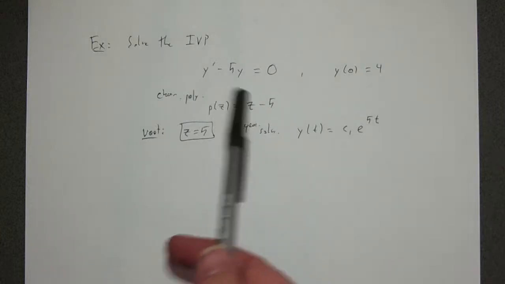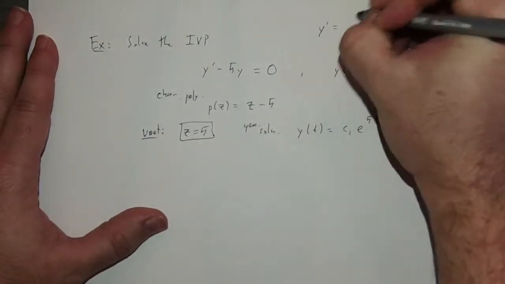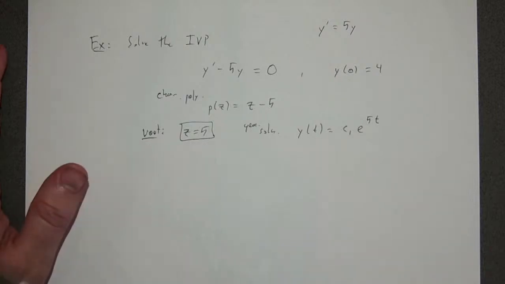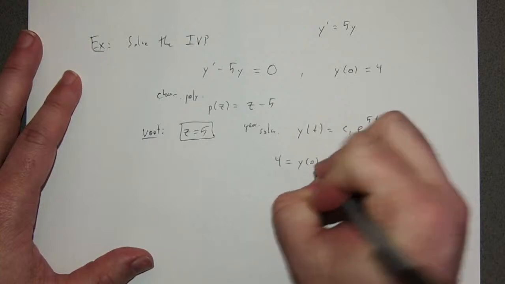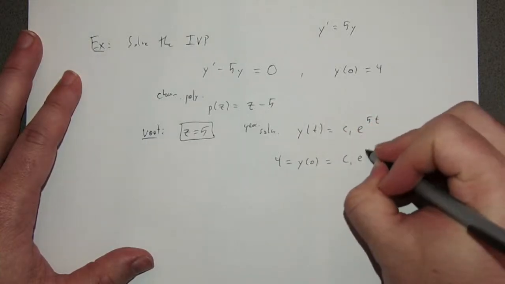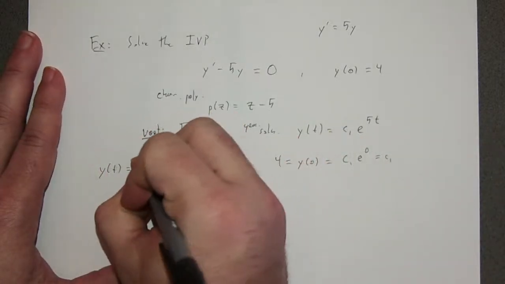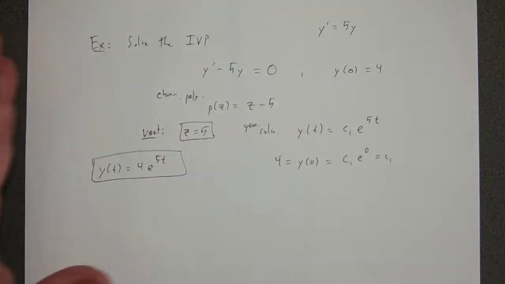But wait, this is exactly what we got from an equation like this, right? Y prime minus 5y equals 0, that is the same as the equation y prime is equal to 5y. This is the type of equation we did on the very first day of classes, right? So following our recipe for higher order equations, I get this is my general solution, which totally meshes with this. And of course, imposing this initial condition, right? 4 is equal to y of 0 is equal to c1 e to the 0, so that's c1. So then my solution is y of t is equal to 4 e to the 5t. Okay.